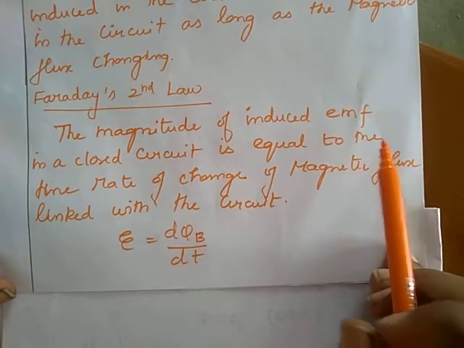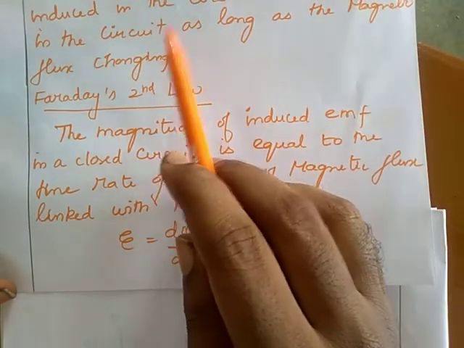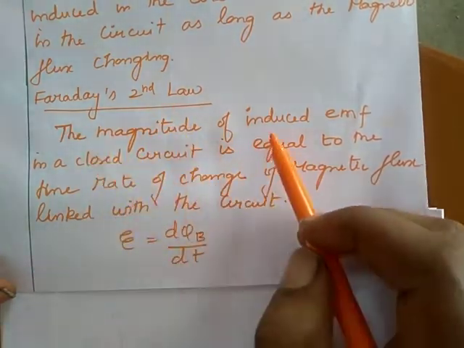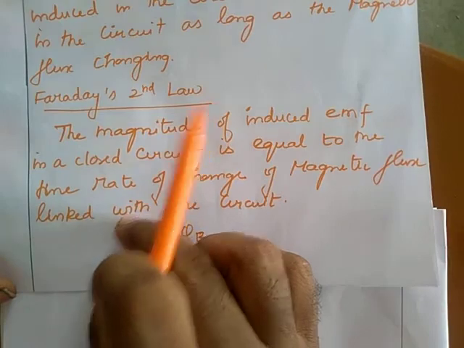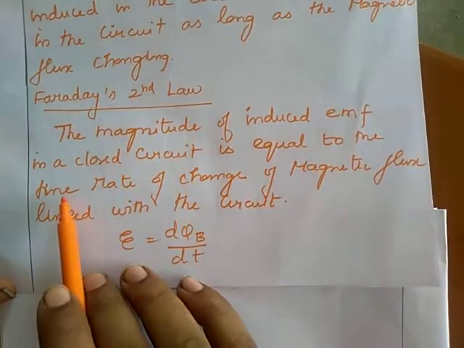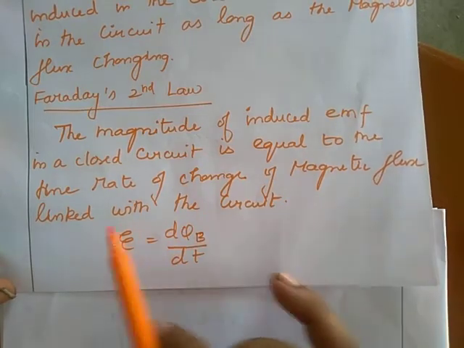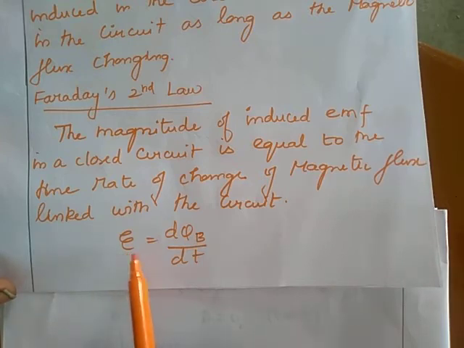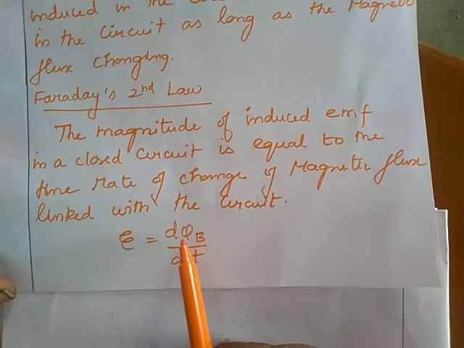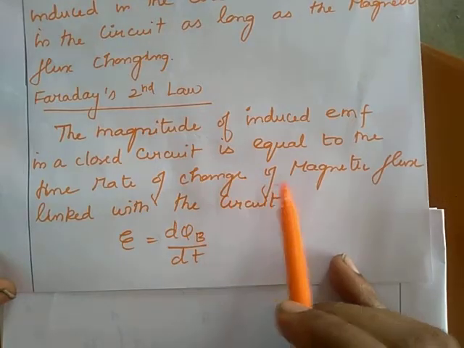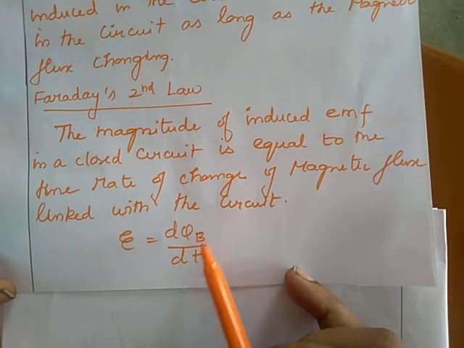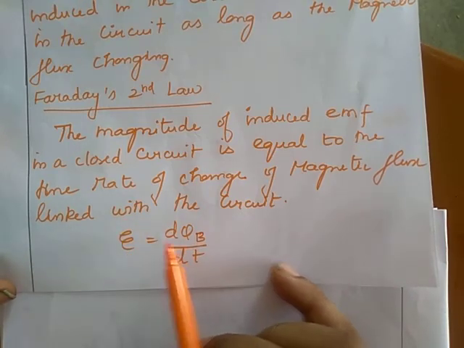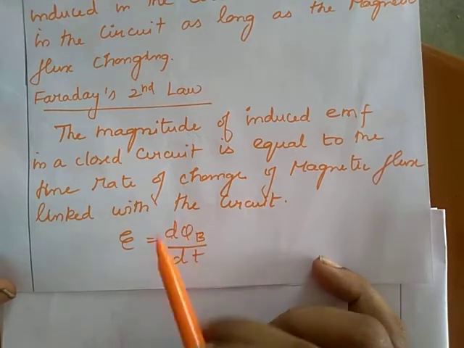Okay, then the second law. The first law is a qualitative law, here it is a quantitative law. Here this law states the magnitude of the induced EMF, that means the value of the induced EMF in a closed circuit, is equal to the time rate of change of magnetic flux linked with the circuit. Okay, the EMF developed in a closed circuit is always equal to the time rate, that means d by dt, of change of magnetic flux. That is, the magnitude of the induced EMF equals dΦ_B/dt. Induced EMF is always equal to the rate of change of magnetic flux. This is for a single turn.